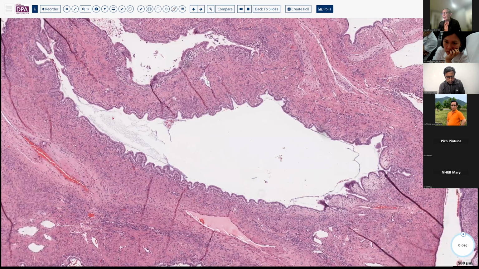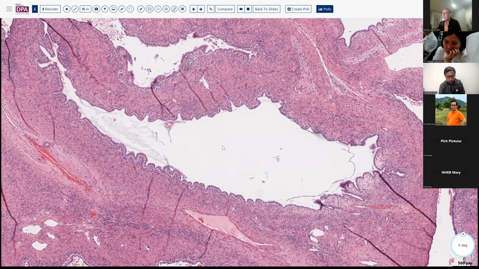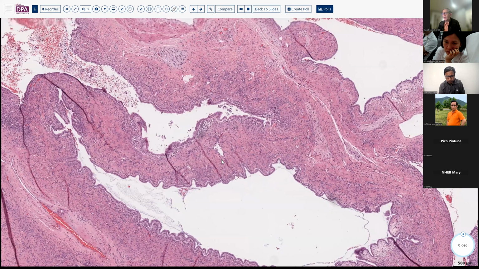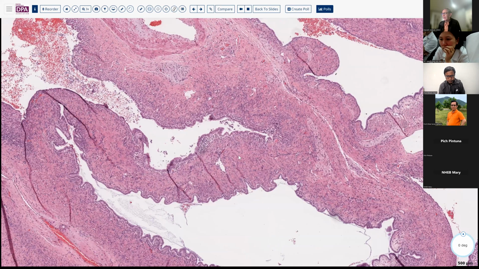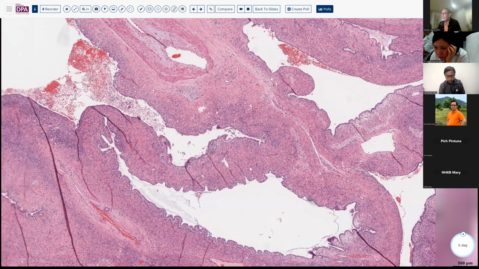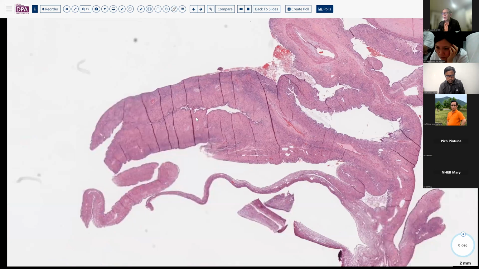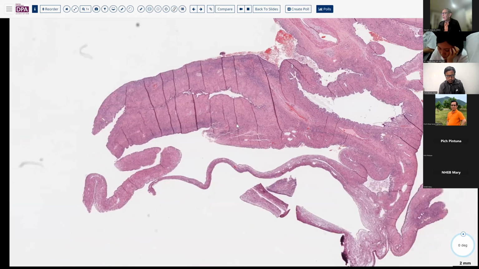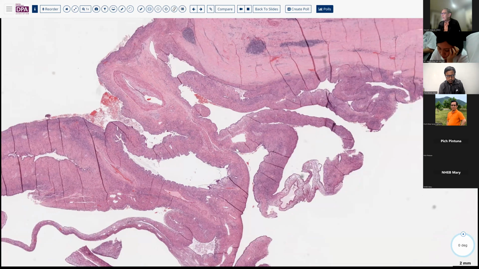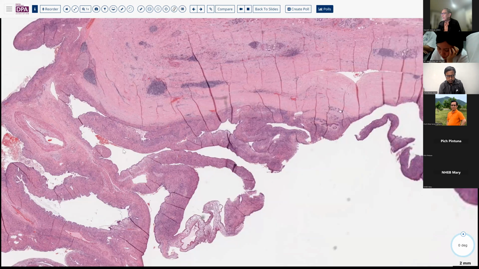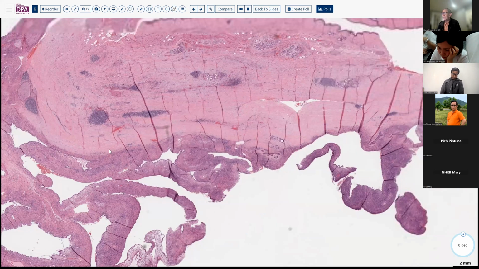But again, you do want to look to see if there is evidence of dysplasia, because that can be focal. And I'm trying to remember if we did have some focal dysplasia in this case or not. I don't think I see anything that looks dysplastic here right off the scan.